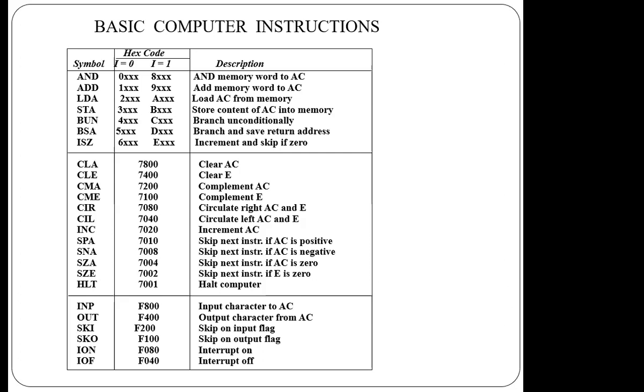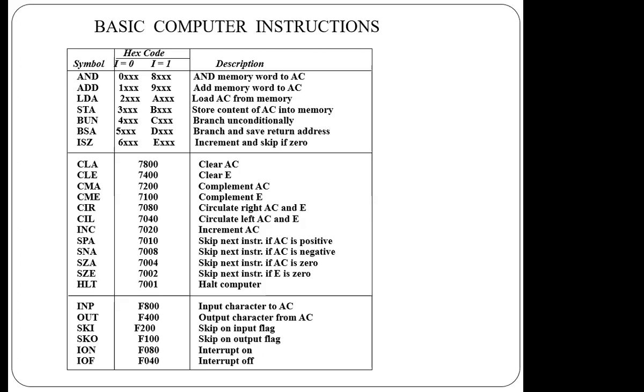In second case again it is 7. It is 7400. This 400 is a register operation, right? So that is the reason you can see in the table in each instruction 7 is written: 78, 74, 72, 71, 7080, 7040. I hope the concept is clear, right? Yes, sir.